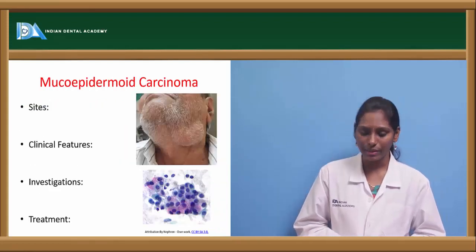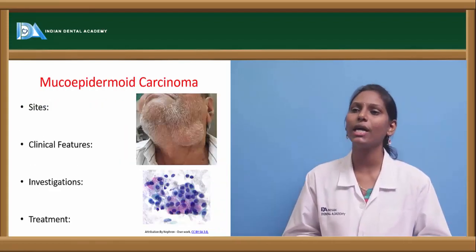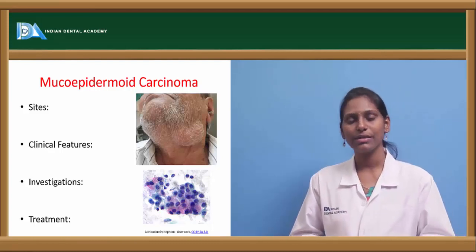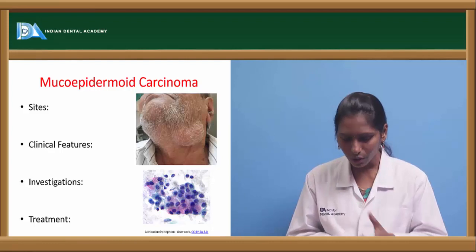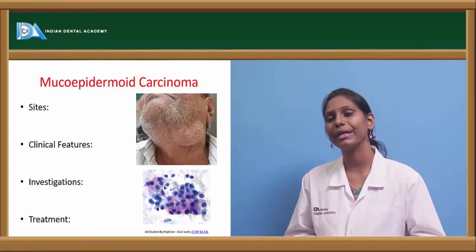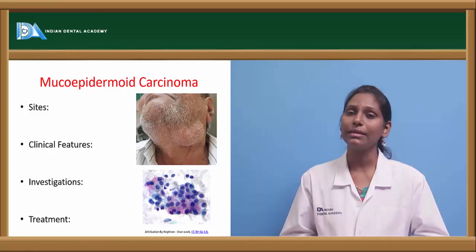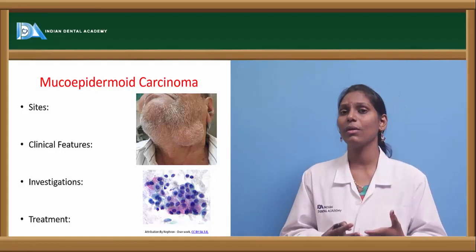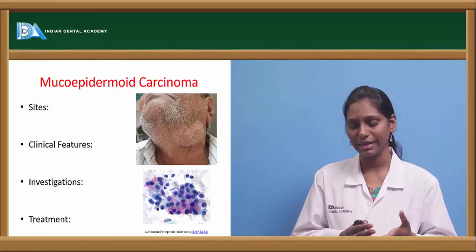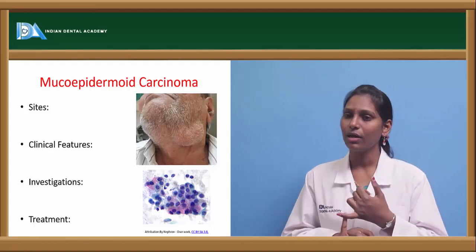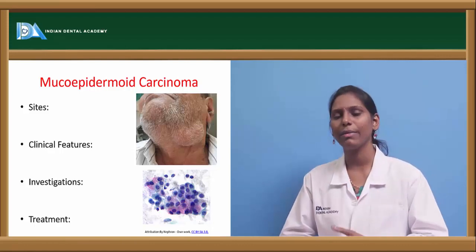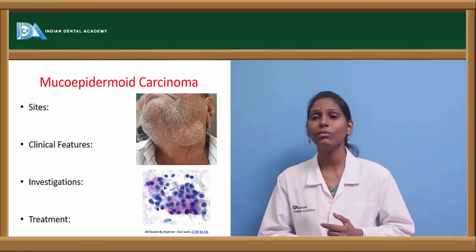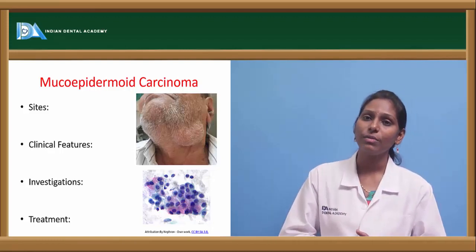Next is Mucoepidermoid Carcinoma. Mucoepidermoid Carcinoma is usually seen in about 6 to 10% of all of the neoplasms. It accounts for 6 to 10% of cases, and this is a malignant lesion, most commonly involving the minor salivary glands. However, it can also involve the parotid, where it is most commonly seen, and also involves your minor salivary glands.